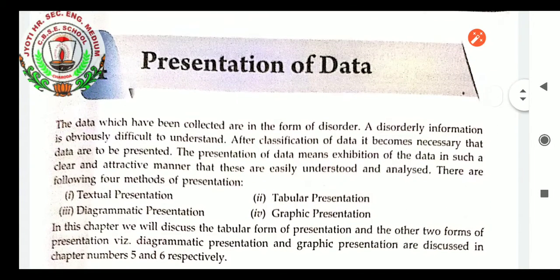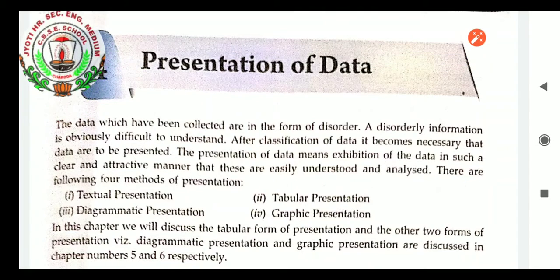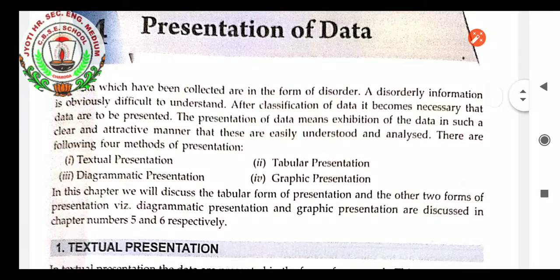Presentation of data, students: after organizing the data, the next thing is how to present the data so that it will be easily understandable by the person or the audience before whom we want to present it. The data which have been collected in the form of disorderly information is obviously difficult to understand. After classification of data, it becomes necessary that data are presented. Presentation of data means exhibition of the data in such a clear and attractive manner that these are easily understood and analyzed.